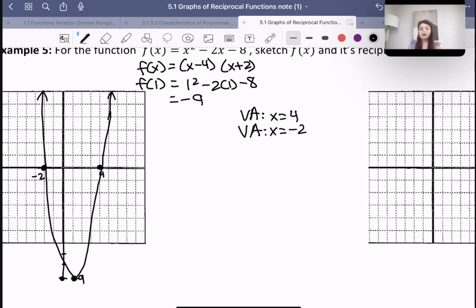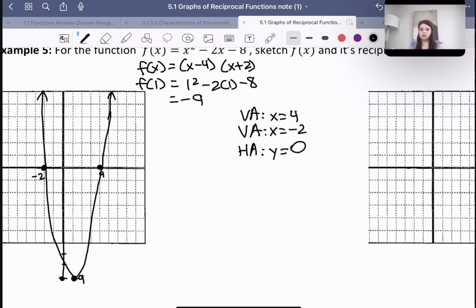And then what about a horizontal asymptote? We do indeed have a horizontal asymptote of y equals 0 because this is a quadratic function. We can tell that by looking at the graph, and we can also tell that just by looking at the function that it's clearly a quadratic in standard form. So that part's easy. Okay, next let's talk about intervals of increase versus decrease.